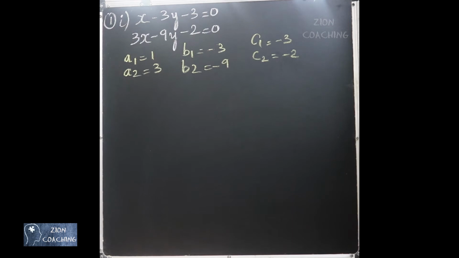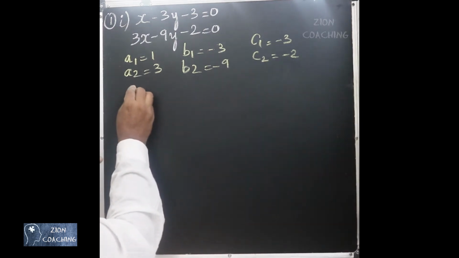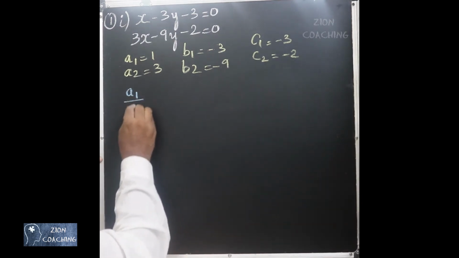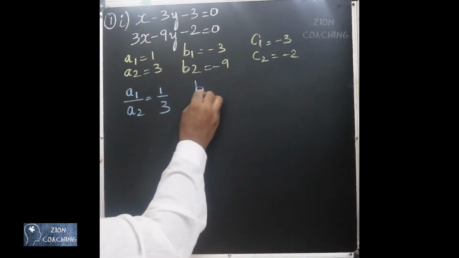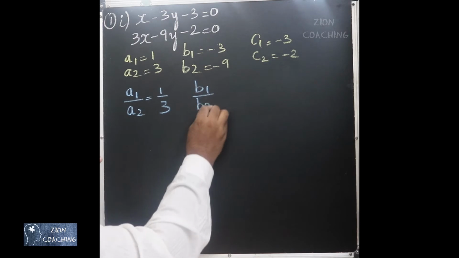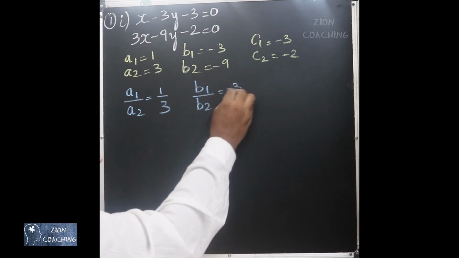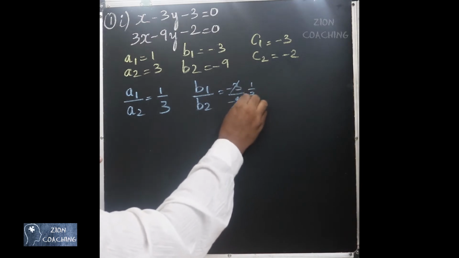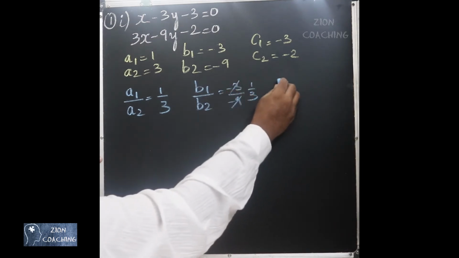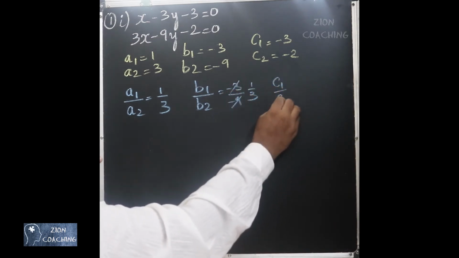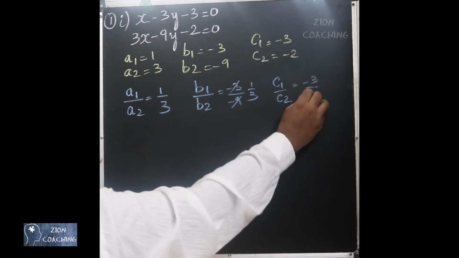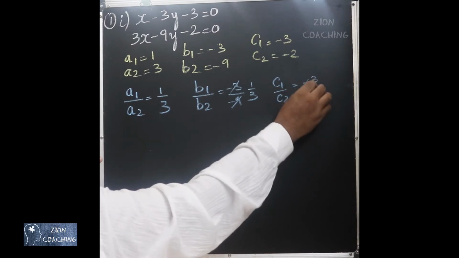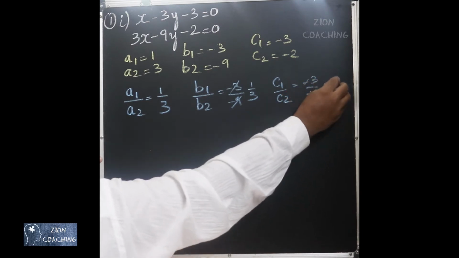Now, when you find A1 by A2, A1 by A2 is equal to 1 by 3. B1 by B2 equal to minus 3 by minus 9, that is 1 by 3, dividing both by minus 3. Then C1 by C2 equal to minus 3 by minus 2, cancelling that minus, we will have 3 by 2.